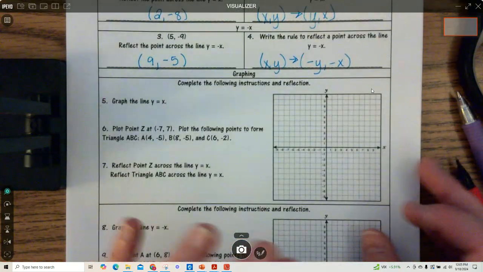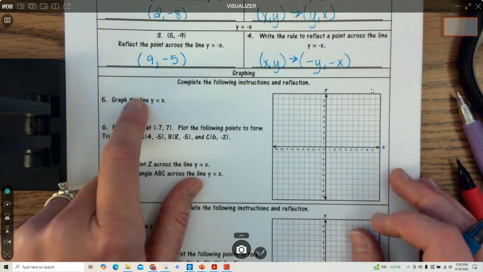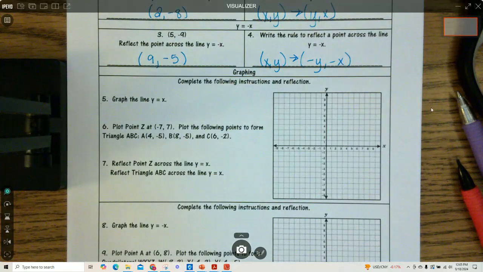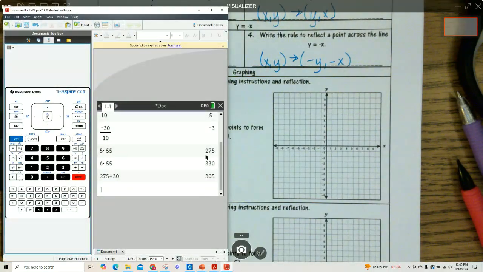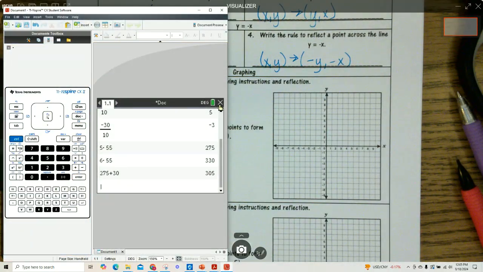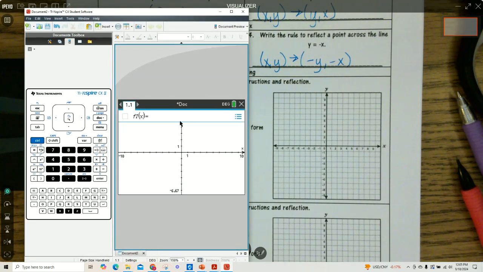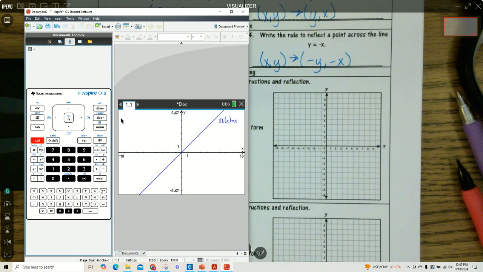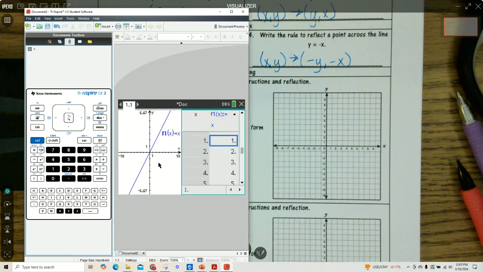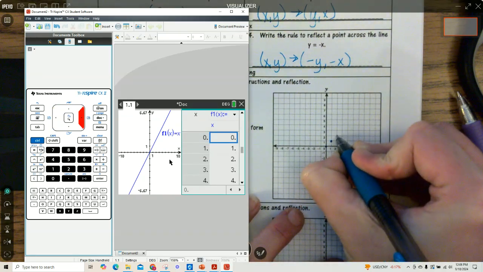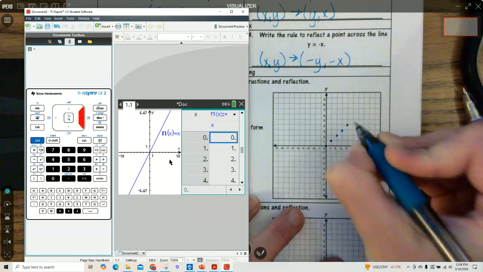All right, so actually doing this. On this one, we're going to graph the line y equals x. It's actually a pretty easy line to graph, but an easy way that you can do it is in the calculator. You can type that line in, just type an x in, and then pull up the table. Control T. And then here's all your ordered pairs for that line. So 0, 0, 1, 1, 2, 2, 3, 3, they match.